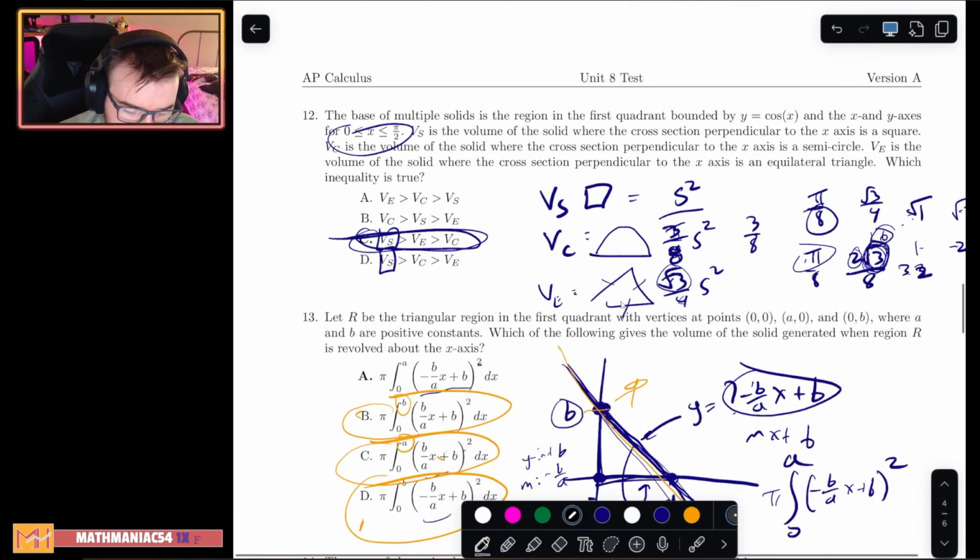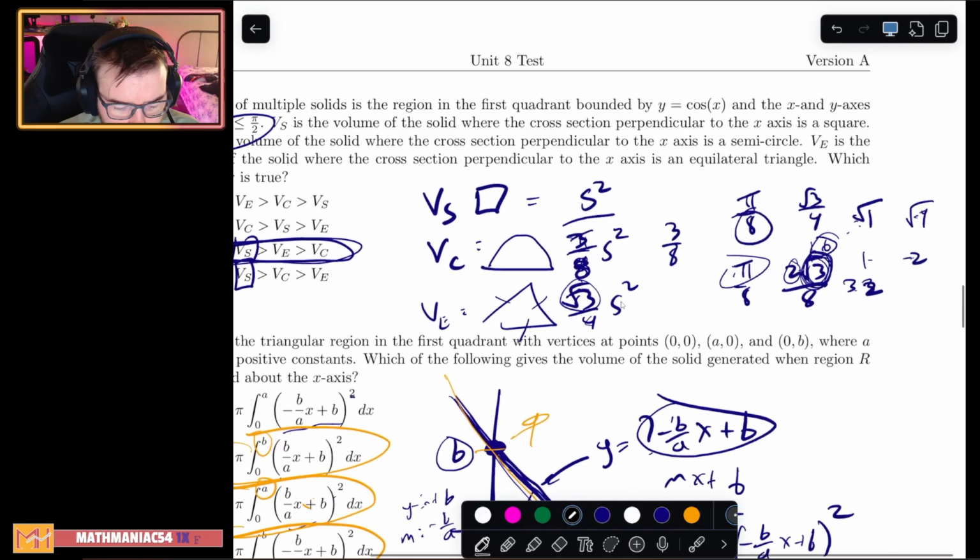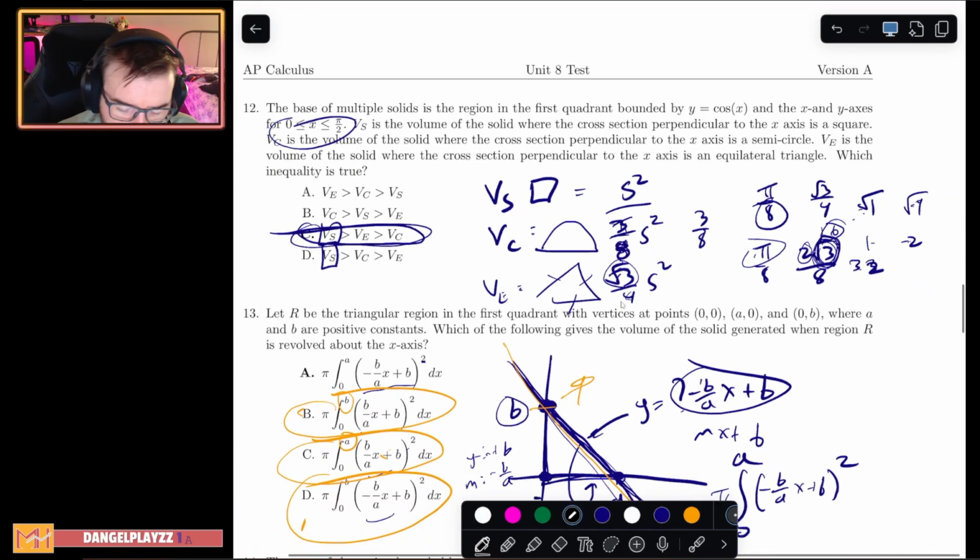Number 12. Oof. Very 50-50 between D and C. Maybe that question's a little unfair, because I was having a hard time explaining the difference between those two. There's nothing I can do about it now, but in hindsight, maybe I make that a calculator active question.